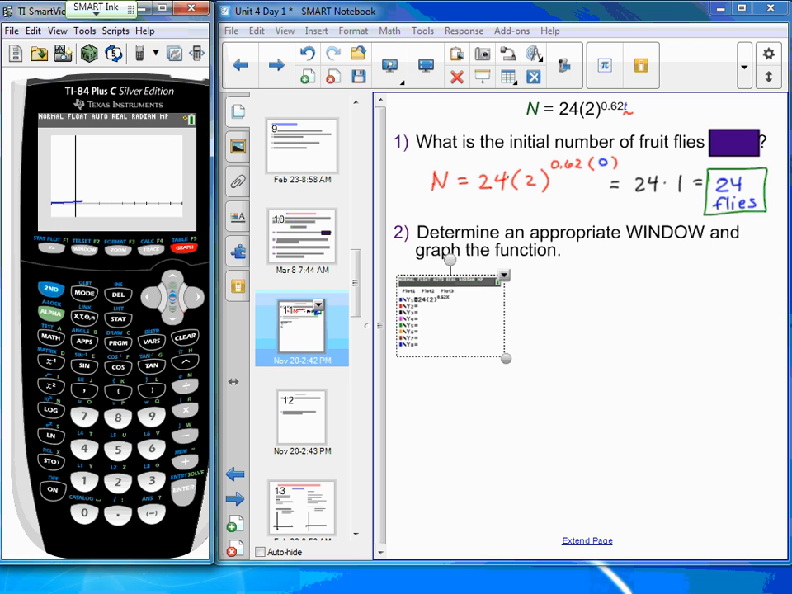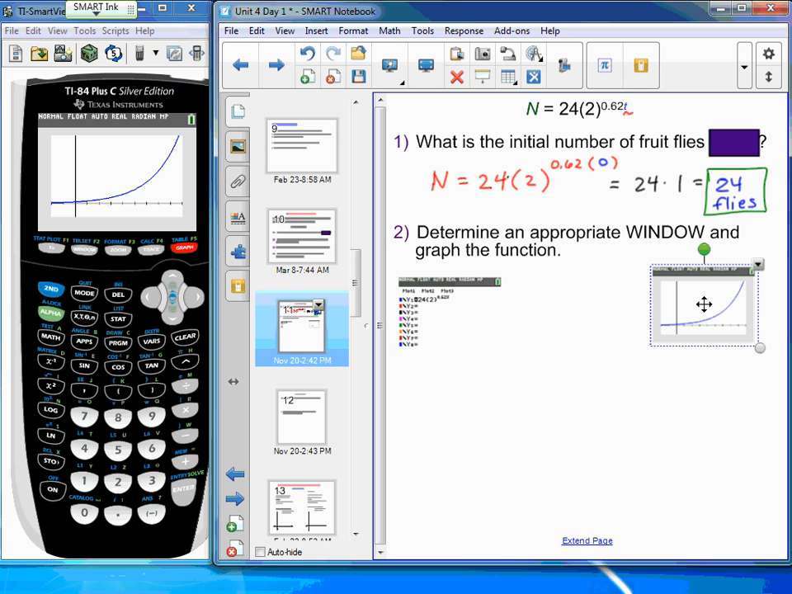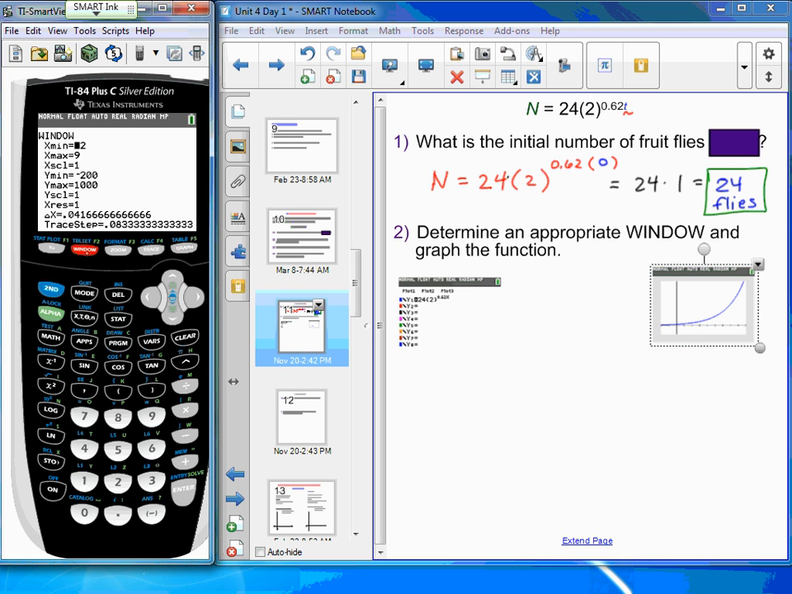So there's our fruit fly population, and they're growing and growing and growing. And look what happens as time goes on. The number of fruit flies is increasing at an increasing rate. And that's a defining attribute of an exponential growth model as well. Awesome. So I think that window's okay. That does a nice job. So I'll go ahead and take a screenshot of our window.